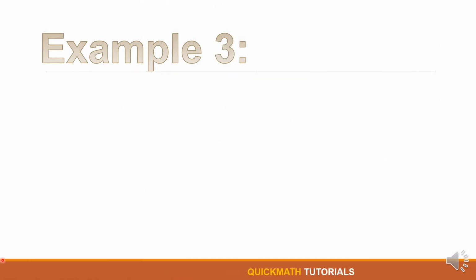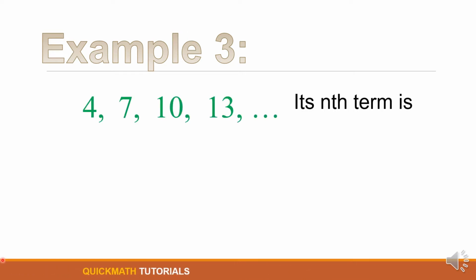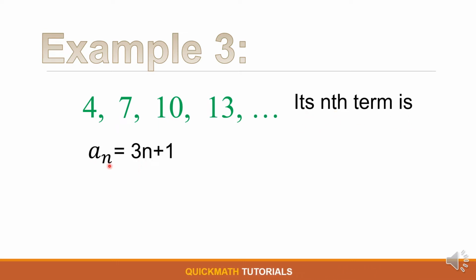Now, let's have our third example. We have 4, 7, 10, 13, and so on. So this is an infinite sequence. Its nth term is a sub n equals 3n plus 1. What do we mean by the nth term? The nth term is used to find a specific term. For example, if we extend this sequence and want to find a sub 21, or the 21st term, we can use this nth term to solve for a sub 21.